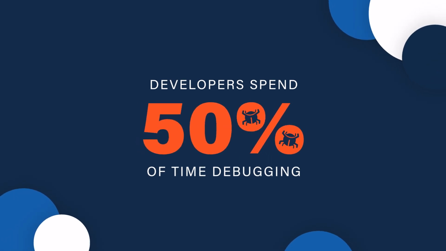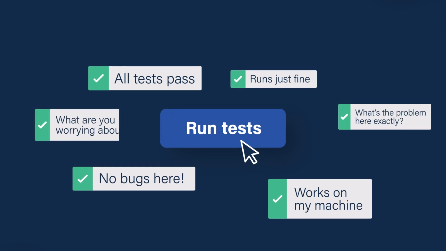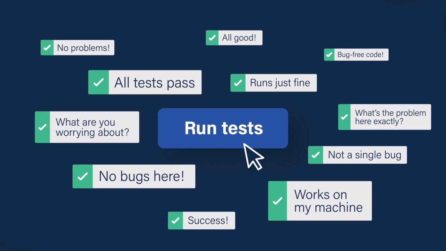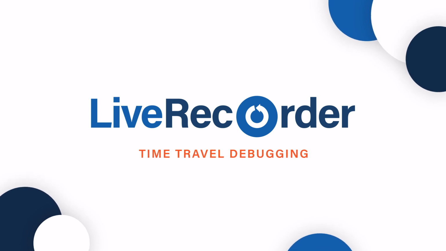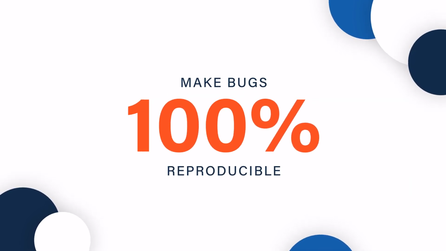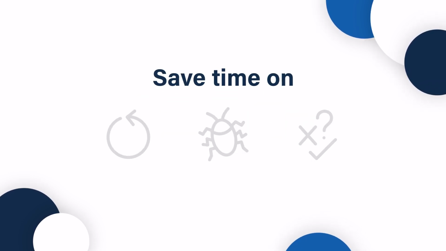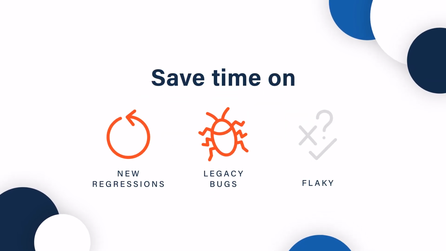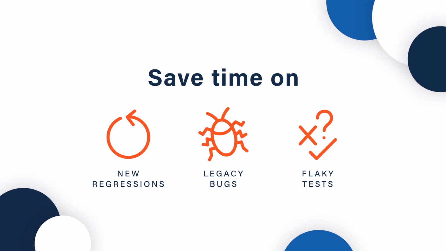Currently, developers spend up to 50% of their time debugging. Much of that time is spent just trying to reproduce bugs so that they can be diagnosed and fixed. LiveRecorder provides the solution with a new approach known as time travel debugging. By making bugs 100% reproducible, LiveRecorder enables developers to rapidly diagnose the root cause of new regressions, legacy bugs, and flaky tests, saving huge amounts of time and leading to much faster bug fix time.